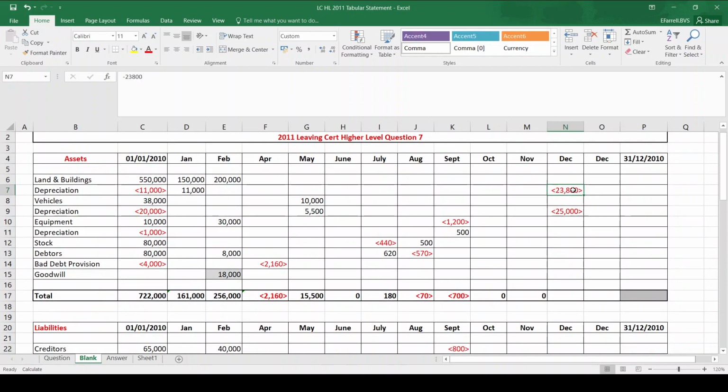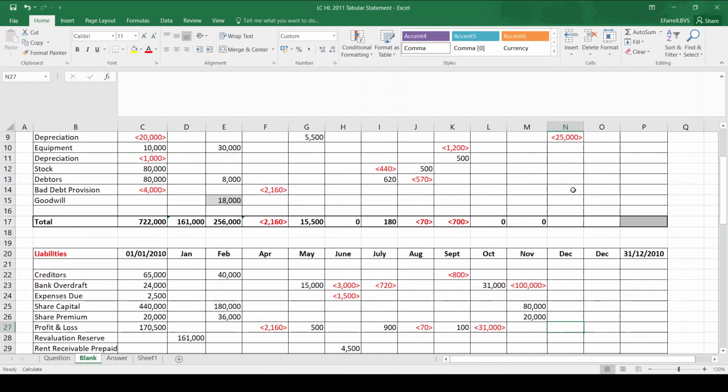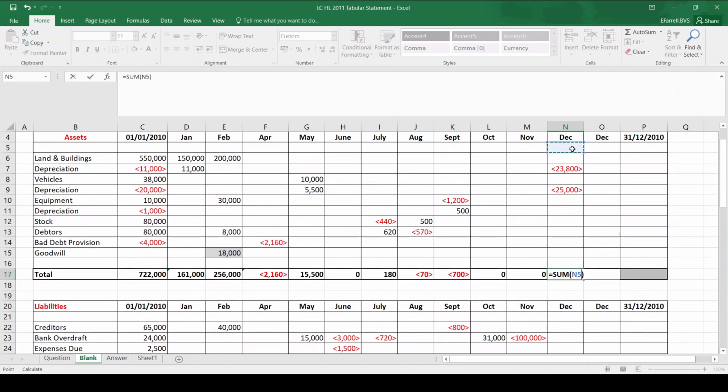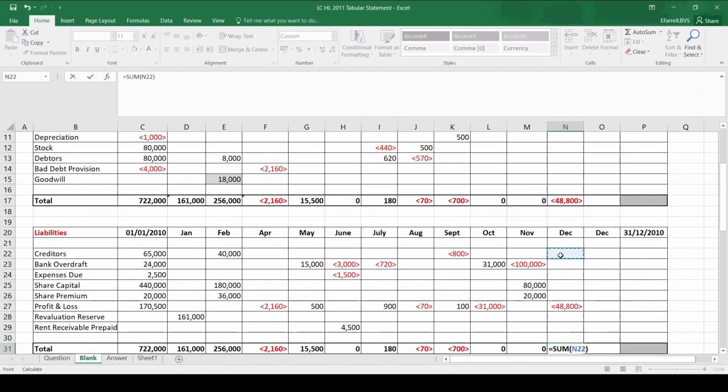So the total of these two figures, 48,800, is going to reduce my profit. So profit and loss is going to go down by 48,800. So again, if I total my assets, they come to minus 48,800. And if I total my liabilities, this comes to minus 48,800 also.